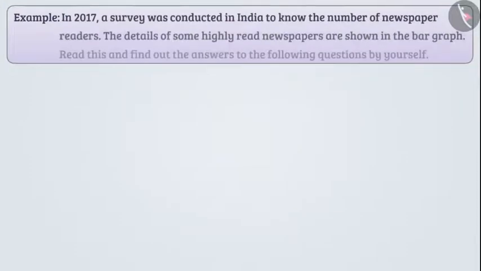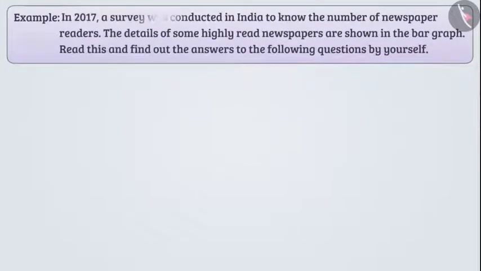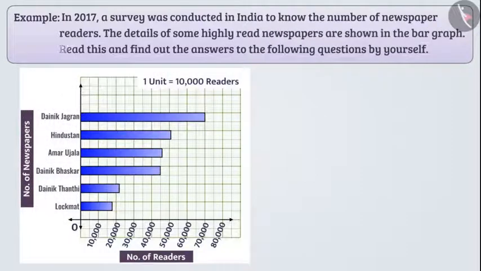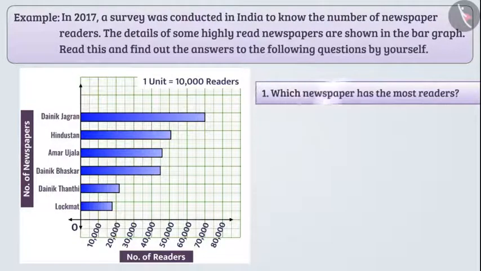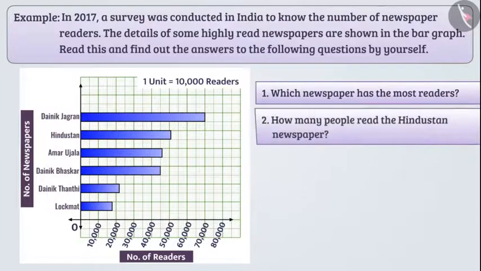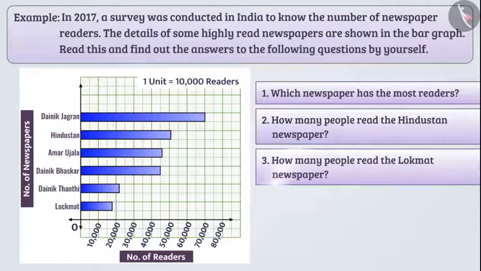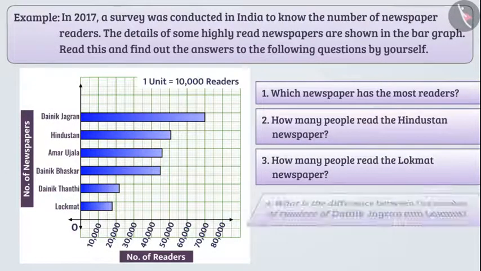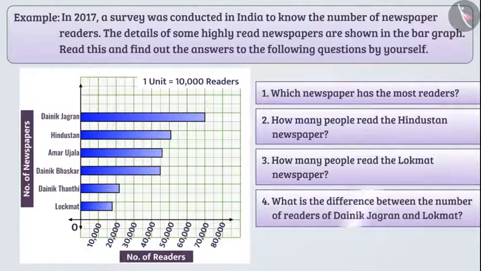Next example. In 2017, a survey was conducted in India to know the number of newspaper readers. The details of some highly read newspapers are shown in the bar graph. Read this graph and find out the answers to the following questions by yourself. Which newspaper has the most readers? How many people read the Hindustan newspaper? How many people read the Lokmat newspaper? What is the difference between the number of readers of Dainik Jagran and Lokmat?